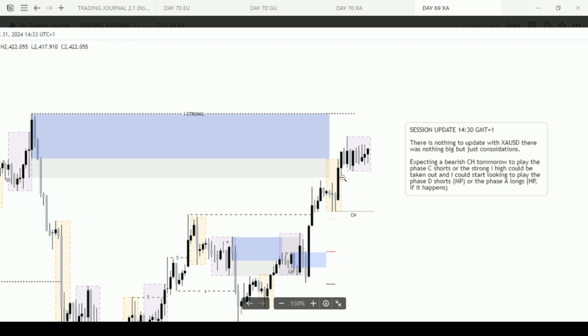There was no CHoCH. There was no bullish CHoCH and no bearish CHoCH. Nothing. Price just consolidated within this box, both London as well as New York. So there was nothing that I could do, so I just left the session without any trades. This is the only script that I took in the entire trading day.